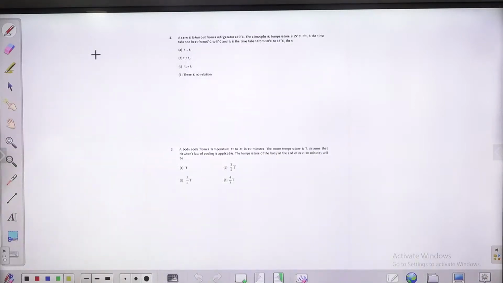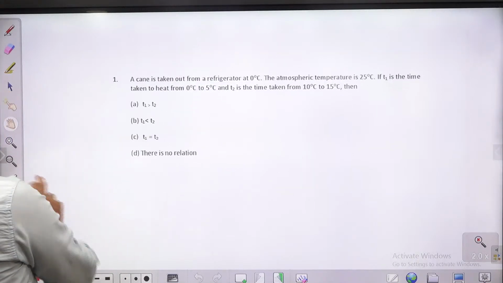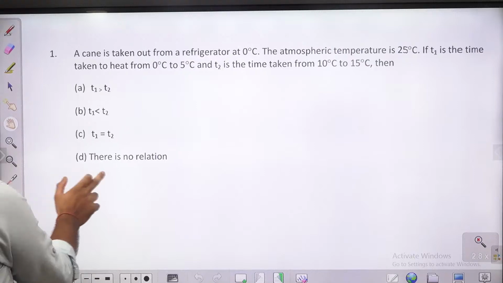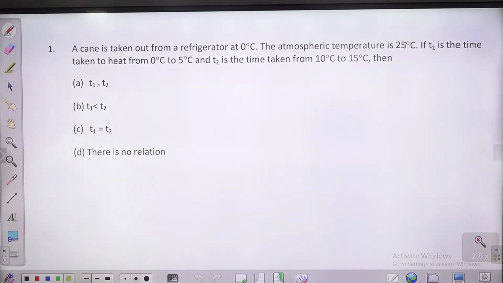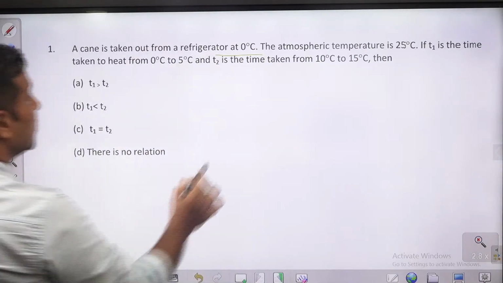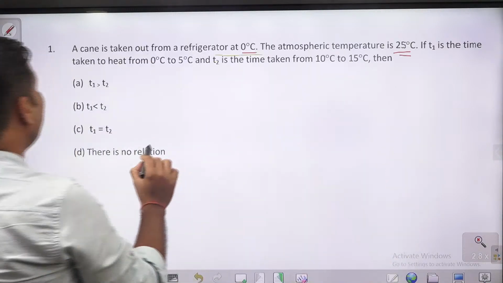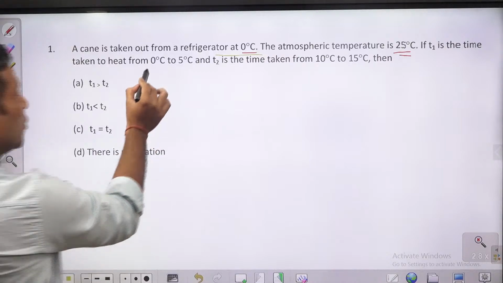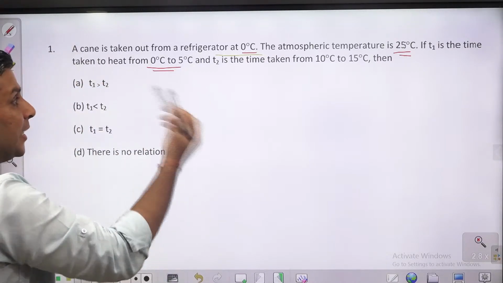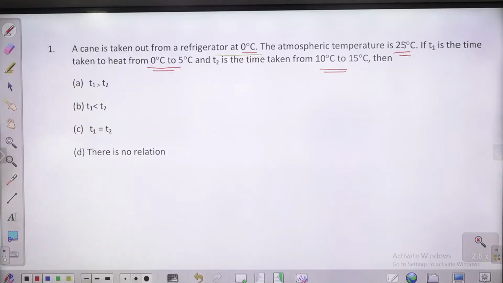So let me put it here. This is question number 1 in front of you, guys. What is the question? There is a can. A can is taken out from a refrigerator at a temperature of 0 degrees Celsius. The atmospheric temperature is 25 degrees Celsius. If T1 is the time taken to heat from 0 to 5 degrees Celsius, and T2 is the time taken from 10 to 15 degrees Celsius, then what will be the relationship between T1 and T2?